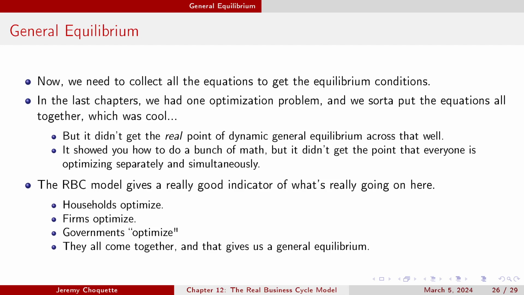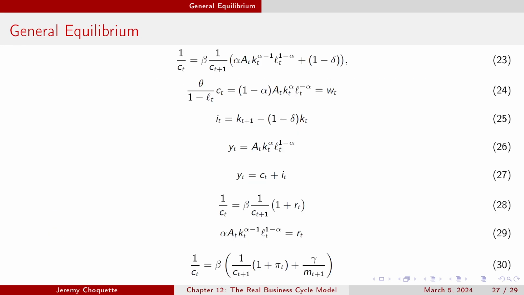Because households and firms are optimizing, governments are just sort of there, and then they all come together and give us a general equilibrium. And this right here is the general equilibrium. So equation 23, this is the Euler equation for capital that the household derived. Equation 24 is an equilibrium in the labor market. So I've got labor supply, theta over 1 minus L times C, equals essentially labor demand, 1 minus alpha times A times K to the alpha times L to the minus alpha.